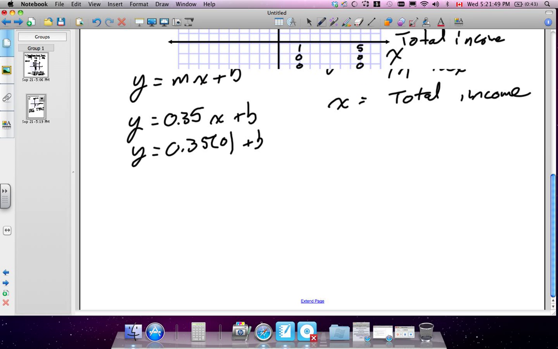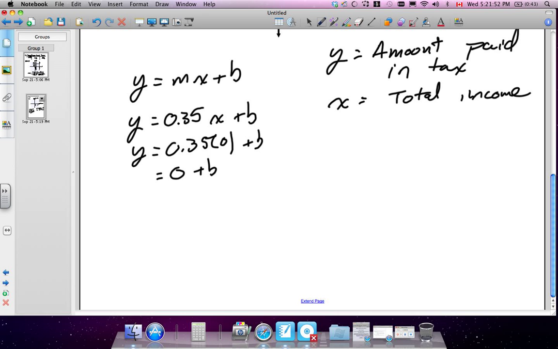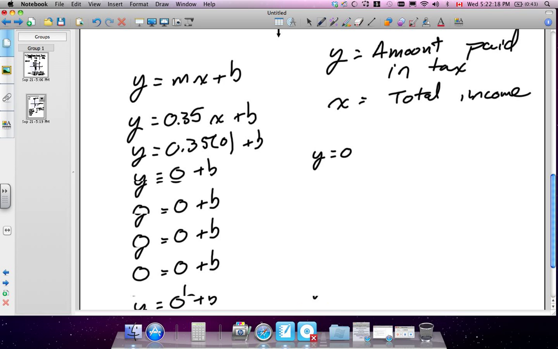No, I'm not going to pay any amount in tax if I'm making $0. So we also know our y is going to be equal to 0 in that instance. So since y will be 0 and our x equates to 0, our y-intercept is still 0. Does that idea make sense? Okay, so what that means is when we go to start our graph, it is going to start at 0.